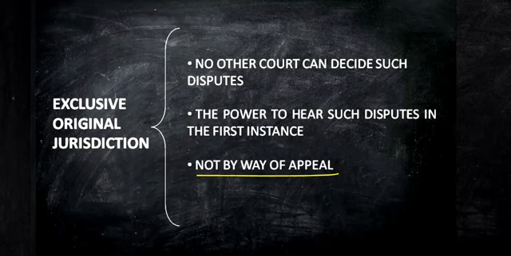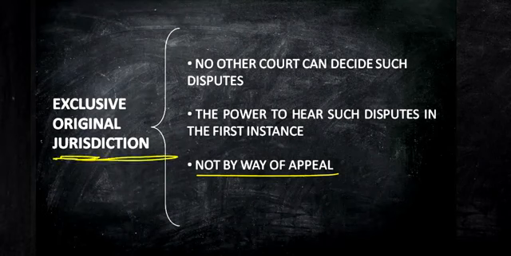Is it clear? So when all these three components are there, that means the Supreme Court has the sole right to decide and resolve such disputes. No other court can decide such disputes, and the Supreme Court has the power to hear such disputes in the first instance, and that too not by way of appeal. Is it clear? So all these powers denote the exclusive original jurisdiction of the Supreme Court.